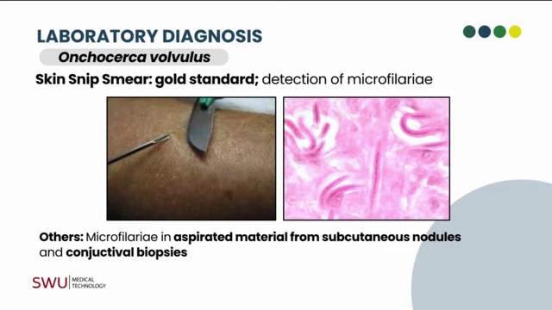In order to differentiate the microfilariae from the other microfilariae of filarial worms, that is done through staining with Giemsa and hematoxylin and eosin. And the specimen is best collected around midday so that we can really see the microfilariae. Aside from that, other methods of demonstrating microfilariae is through the collection of aspirated material from subcutaneous nodules and in conjunctival biopsies for those with ocular manifestations.